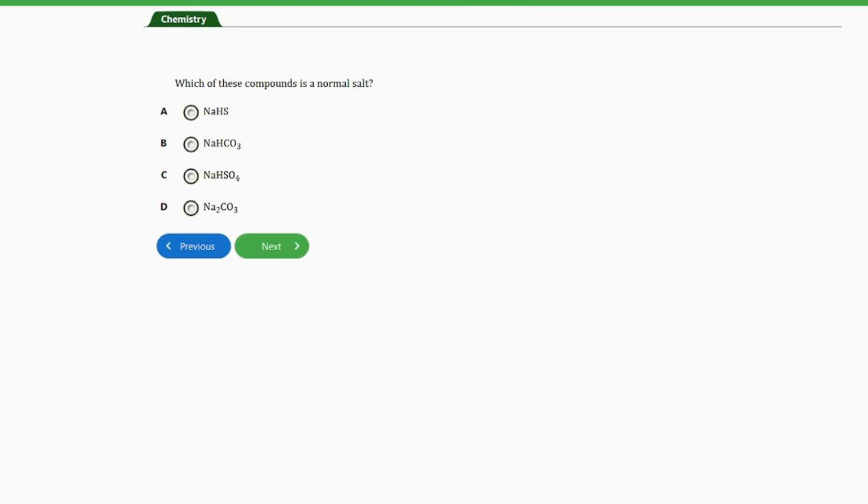So sodium trioxocarbonate 4 is the only normal salt within these options given to us here. It does not contain a hydrogen ion. It is formed by the complete replacement of the hydrogen ions that are present in the acidic compound that it was formed from. So in this case, guys, sodium trioxocarbonate 4 is the answer to this question.